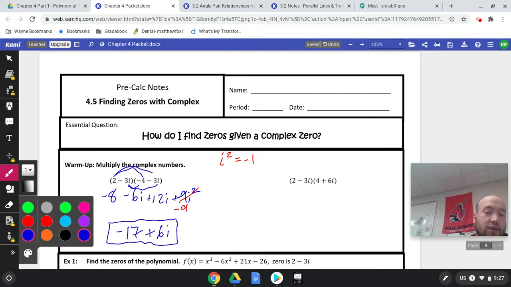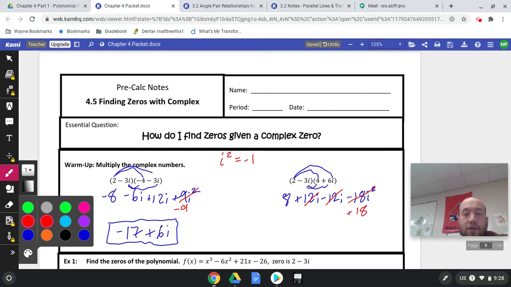Okay, now the second one here, same concept. 2 times 4 is 8. 2 times 6i would be plus 12i. This one is minus 12i. And then the last one is minus 18i squared. Now this time lots is going to happen. The 12i and the negative 12i cancel. Negative 18i squared becomes plus 18 because i squared is negative 1. 8 plus 18 gives us 26, and that's our answer.